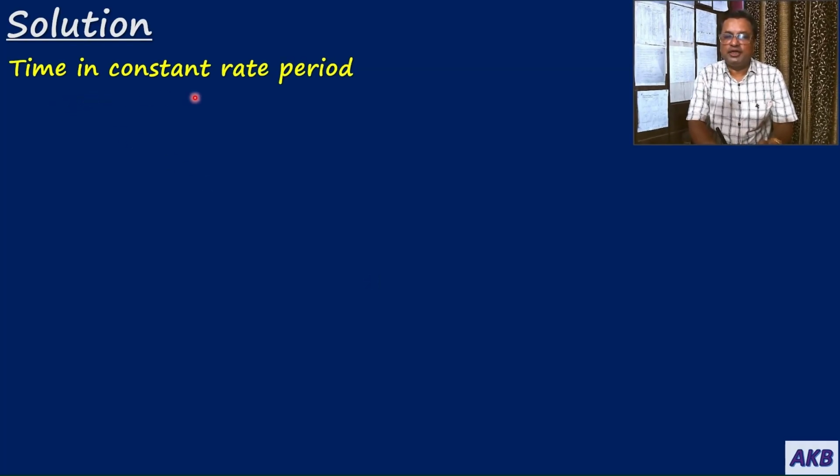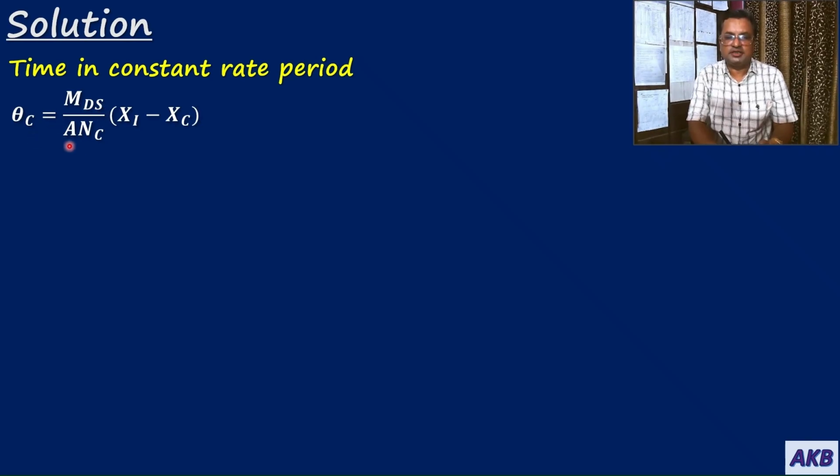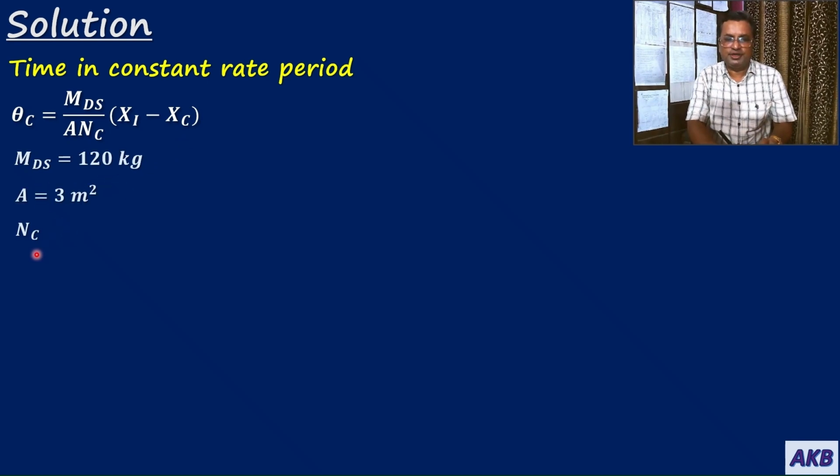Then let us get time in constant rate period. And for that, we have this equation. Theta c is equal to MDS upon A into NC into capital Xi minus capital Xc. So MDS we got, it is 120 kg. Capital A we got, it is 3 meters square. NC is given to us, it is 0.3 into 10 to the power minus 3 kg per meter square per second.